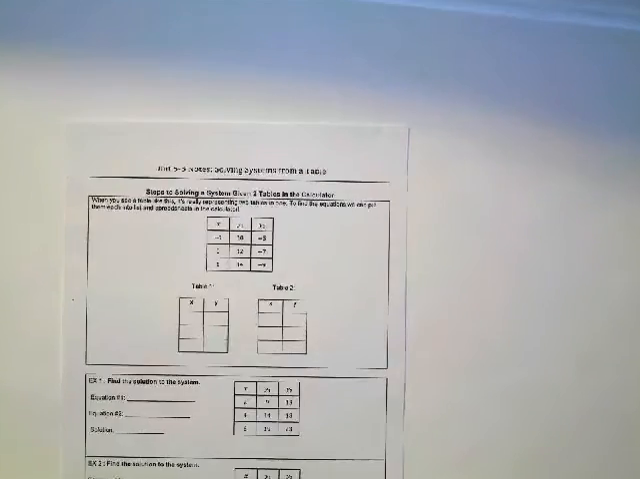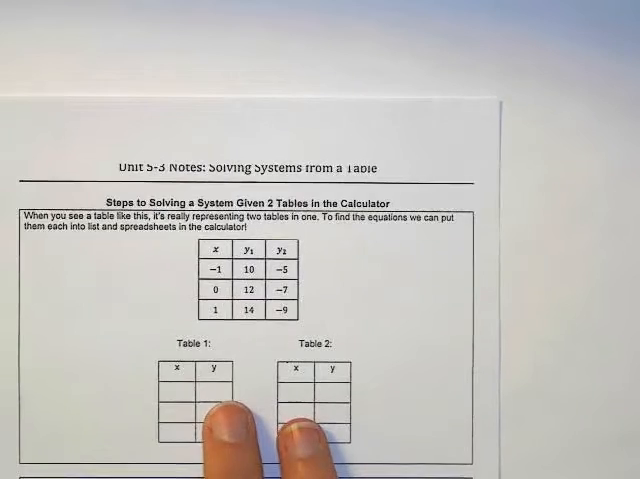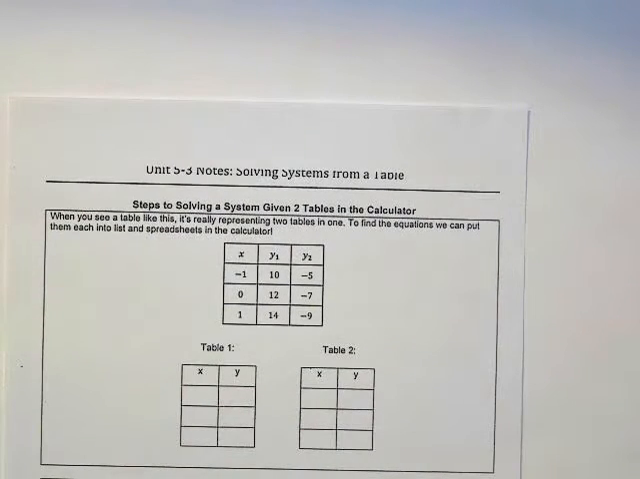This is 5-3. Solving systems from a table. Okay, what's systems mean? Two equations. Listen, please. Systems mean two equations. So we're going to solve systems from a table. If we're doing systems and tables, how many tables do you think you're going to have per problem?